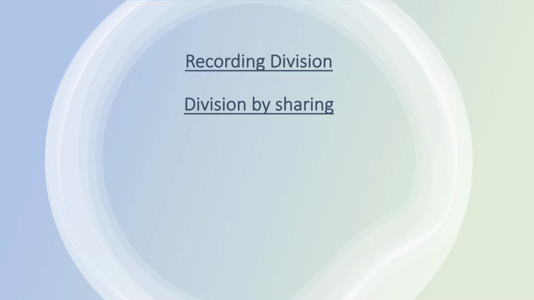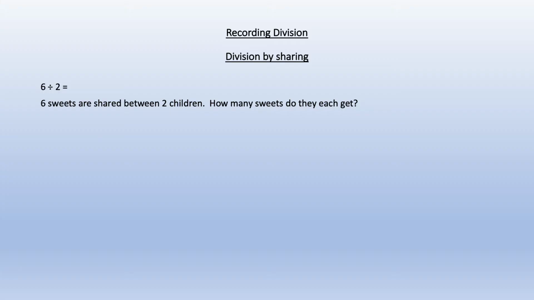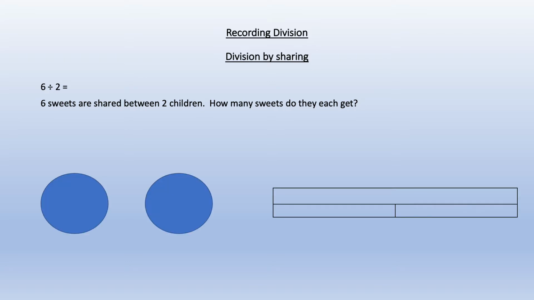There are a couple of ways to do this, either by drawing circles and sharing or demonstrating pictorially with a bar model showing the whole and the divided parts. So first of all, division by sharing, we've got 6 divided by 2, and in context 6 sweets are shared between 2 children. How many sweets do they each get? First, we can draw 2 circles to represent the 2 children, or we can draw a bar divided with 2 sections underneath.